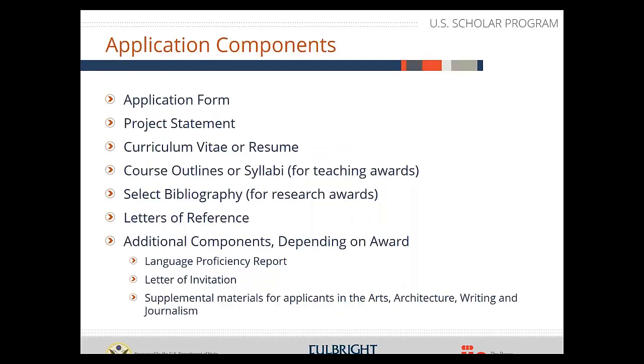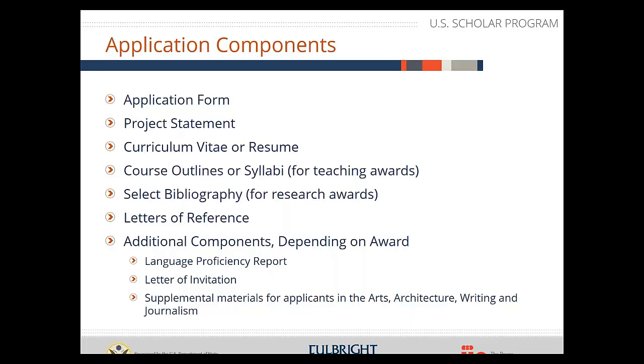Okay, so we've had some questions about what is required to submit a complete application. What are the components? They're outlined right here. The application form is online, as I mentioned, and the key component in terms of your proposal is the project statement. That is a 3 to 5 page requirement, so a minimum of 3 pages, maximum of 5 pages. You need not include references or citations, footnotes, or endnotes.